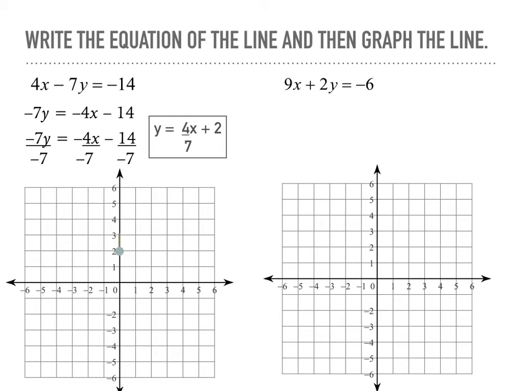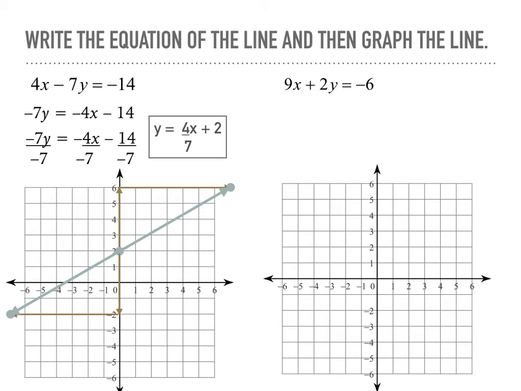4/7, rise over run, up 4. And when we go 7 to the right, we'll be slightly off the grid here when we place our second point. Now from your y-intercept, let's go down 4 and to the left 7 and place our third point. Let's connect the dots. So there we have the equation of the line in slope-intercept form, and we have graphed the line.